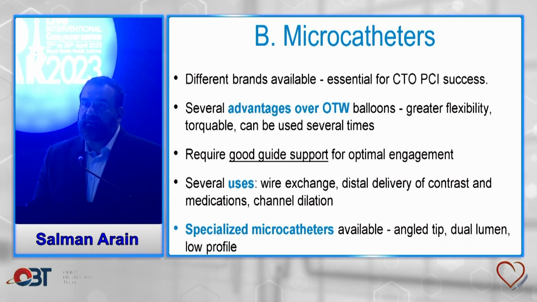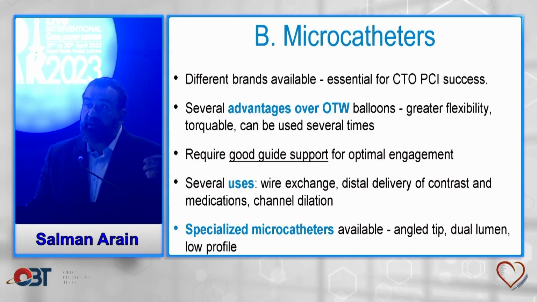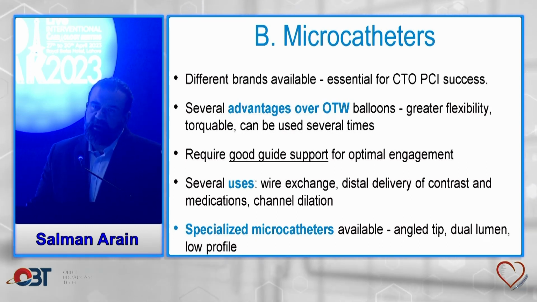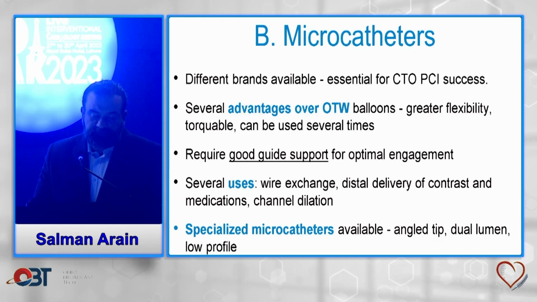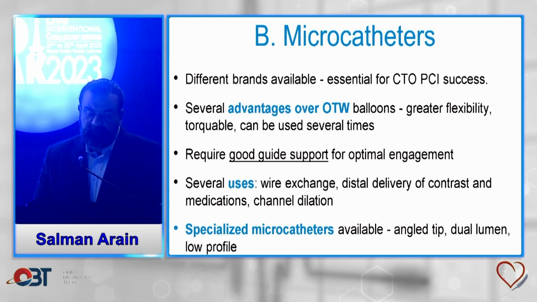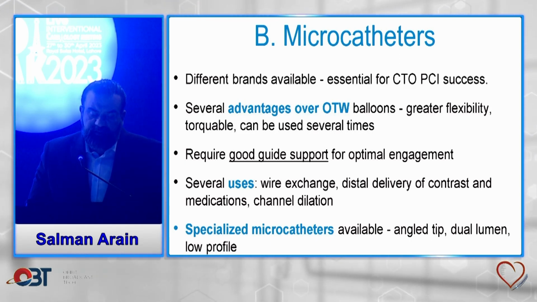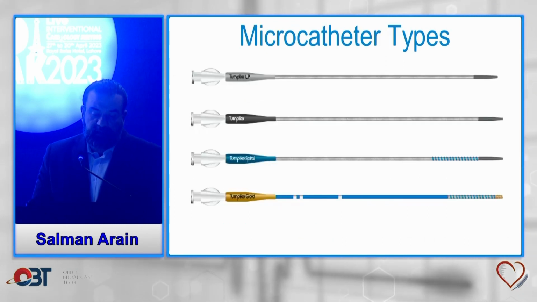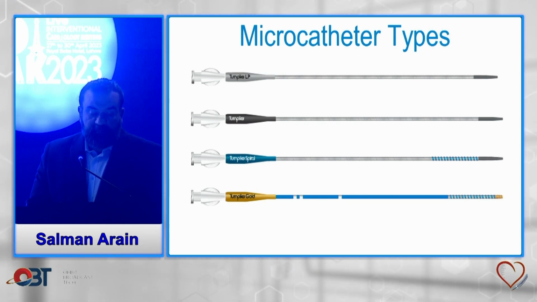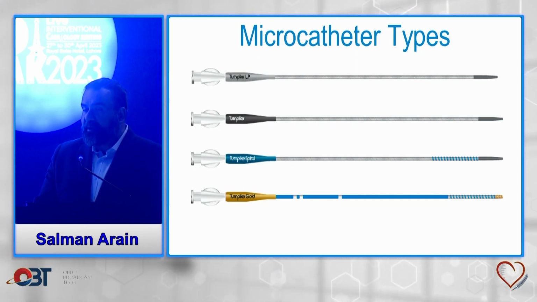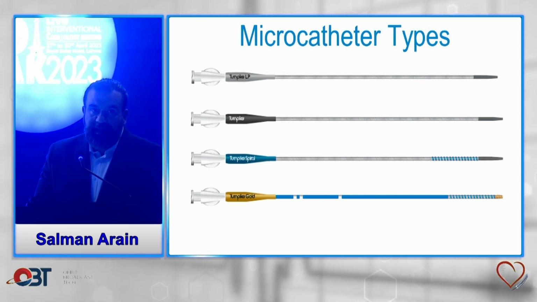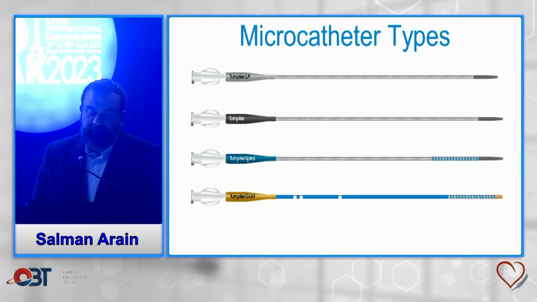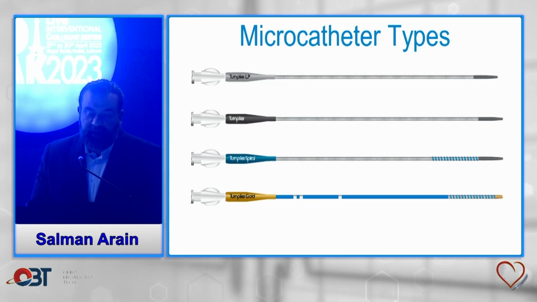What you can do is you can inflate. So they will dilate channels, and they will make room for a balloon. And if your microcatheter goes, then typically your 1.5 balloon or 1.25 balloon will also pass. They do require good guide support for optimal engagement, several uses, wire exchange, distal delivery of contrast, channel dilation, and specialized microcatheters. So this is a family of microcatheters made by a company called Teleflex. This is what we have in our lab, though we also use the Mamba by Boston, and we also use Corsair. But you can see that the top 2 ones are the classic Turnpike and the Turnpike LP.